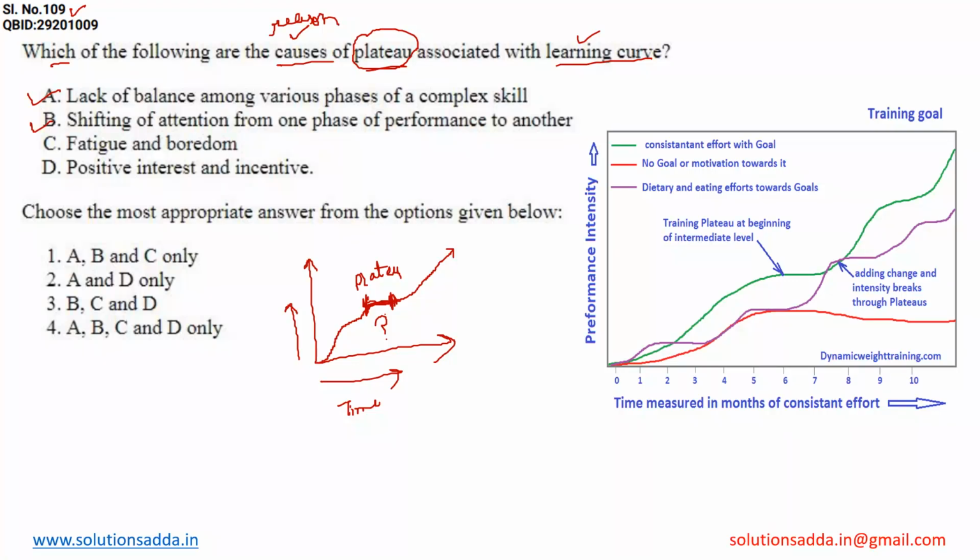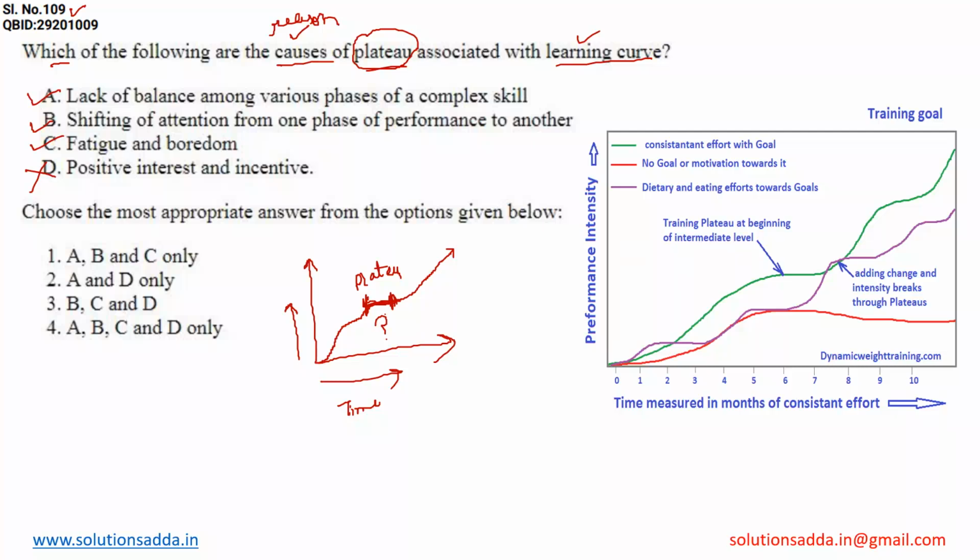Third is fatigue and boredom. Yes, students get bored by learning, so fatigue and boredom is also one of the causes of plateau. Fourth one is positive interest and incentive. No, this will not be the correct option for this question, so we can eliminate D, because if a student is taking positive interest in learning, the learning curve must go upwards. But in the condition of plateau, you may see that the learning curve is constant.